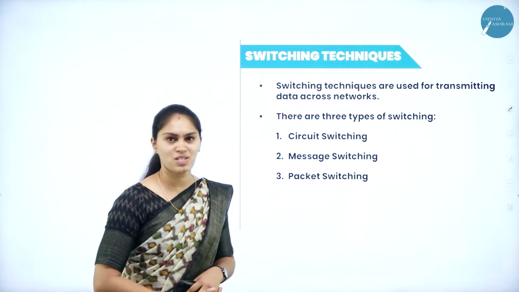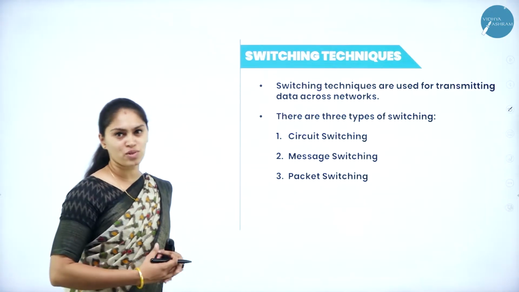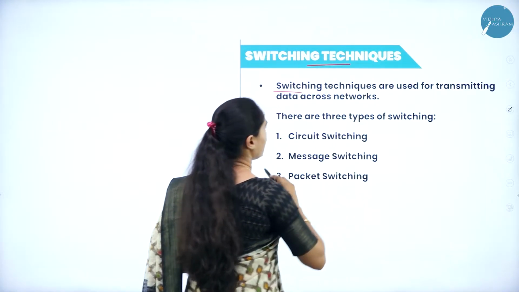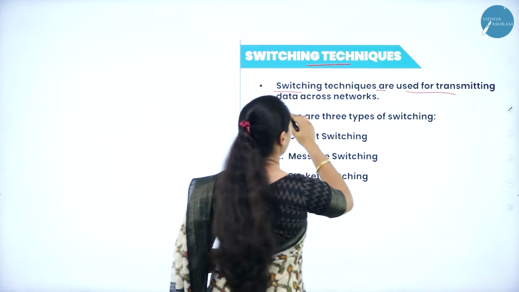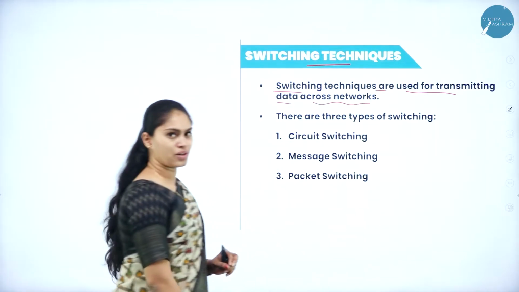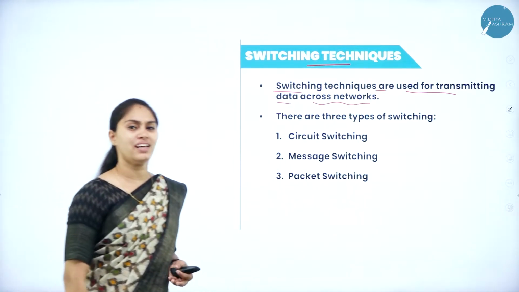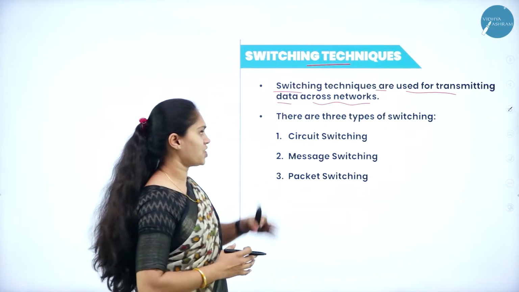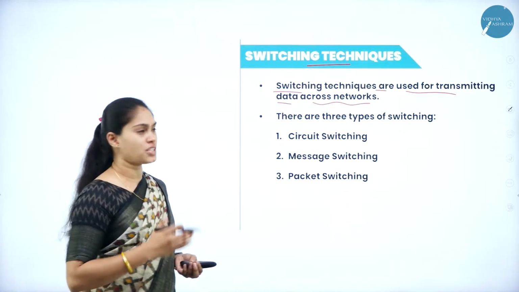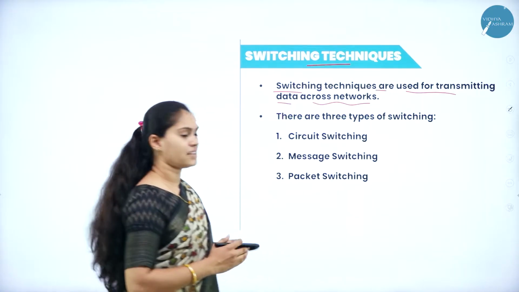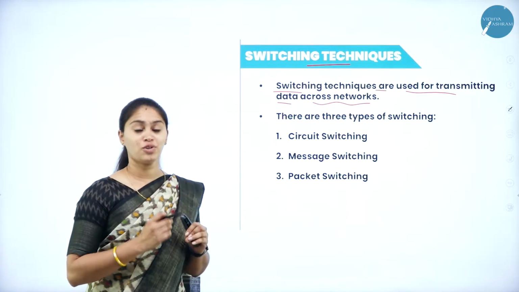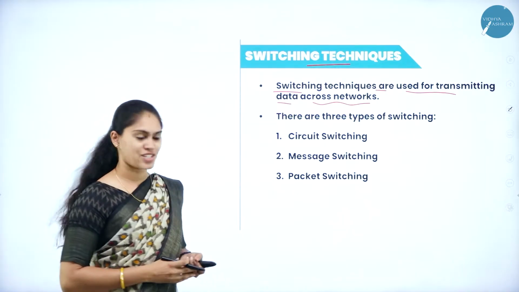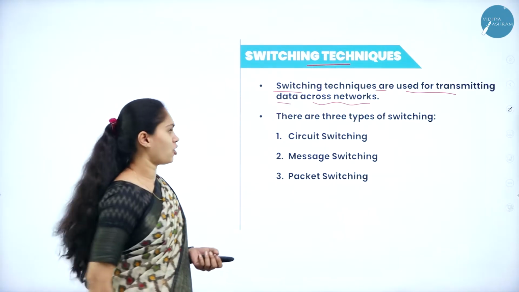So what do we mean by switching here? What are the types of switching networks we have? Switching techniques are used for transmitting data across a network. As we all know, we build a network in order to have communication. When I want to transmit data over the network, we use these switching techniques, and it is an important topic also.